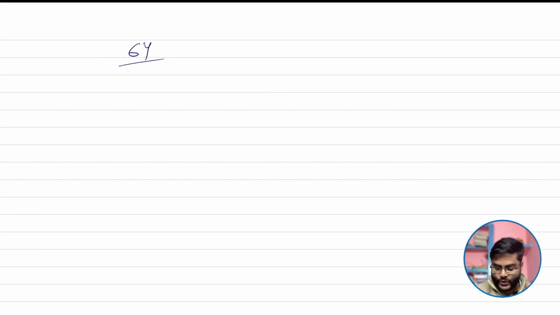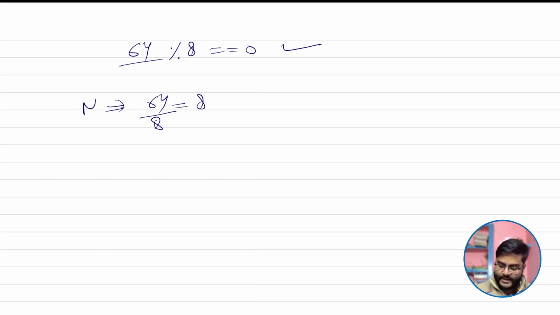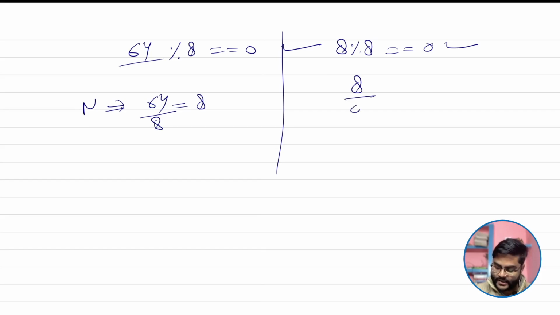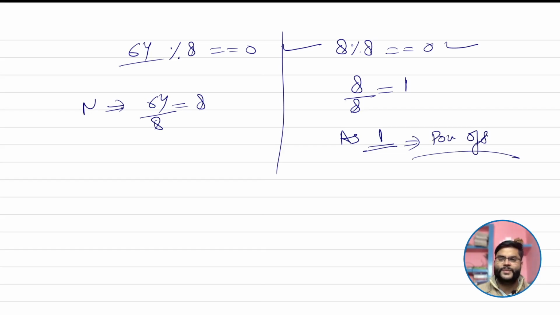And let's take 64. If I take 64 mod 8, it will be 0. So just divide my number by 8. My number will be 8. And again do the same thing. 8 mod 8 is 0. So again divide my number, 8 divided by 8, my number will be 1. As soon as your number reaches 1, it means that it is a power of 8. Simple one. Keep dividing your number until your mod is not 0.